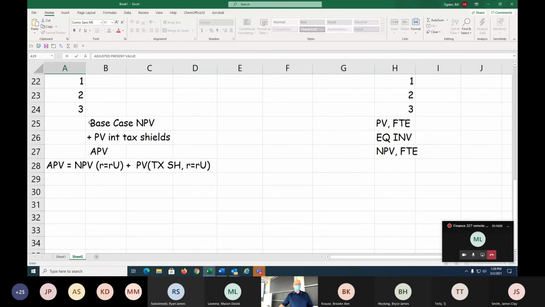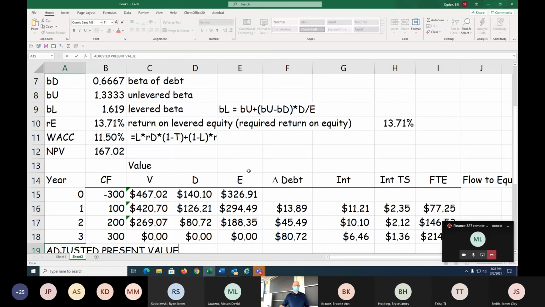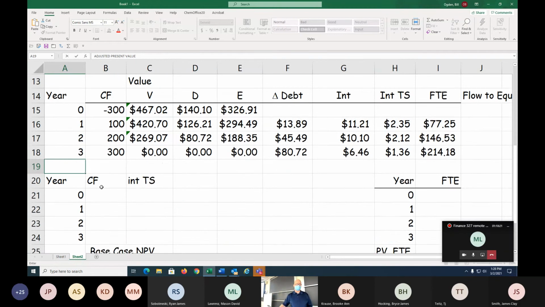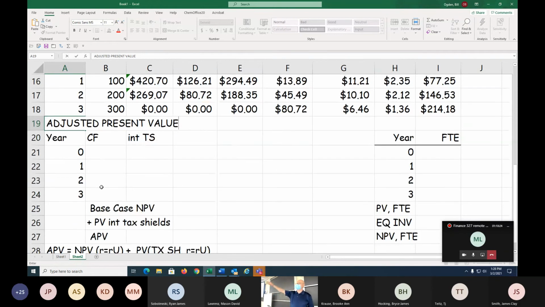Okay, so this first term is called the base case NPV. So what happens when we did the NPV, what did we do? We discount all the cash flows at one rate. And that rate was blended between debt and equity, correct? Okay, what you do with this APV is that you split the cash flows. You take the unlevered cash flows and then you take the tax shields.